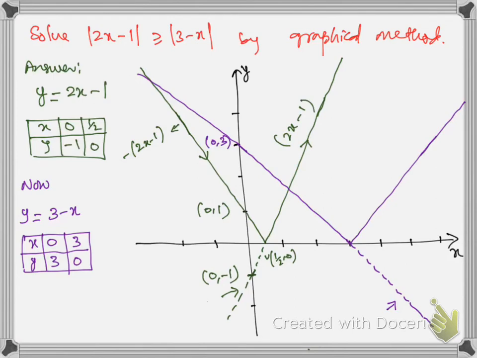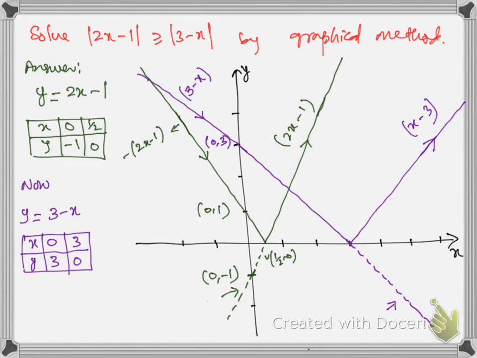Now this line has positive gradient, therefore this should be x minus 3. And this line has negative gradient, therefore this part would be 3 minus x.